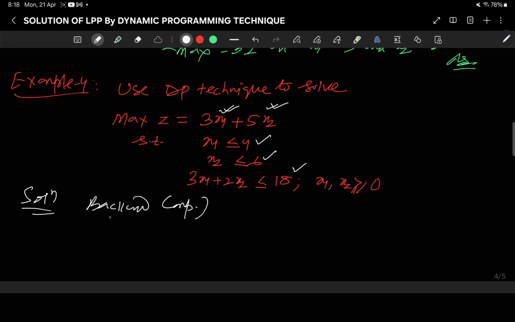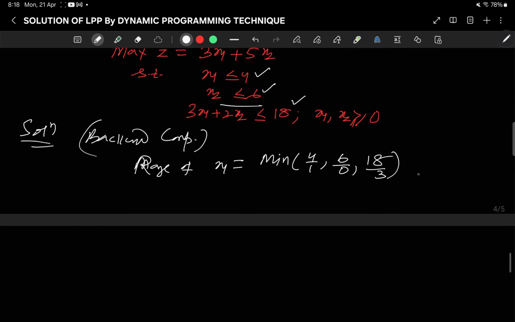You may adopt forward, no issue. So what is the range of x1? Range of x1 is the minimization of 4 by 1, and here there is no x1, so 6 by 0, and here it is 18 by 3.